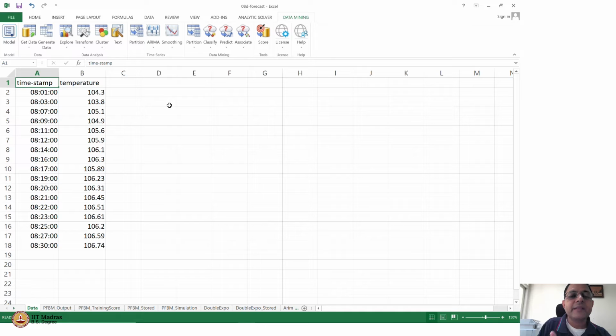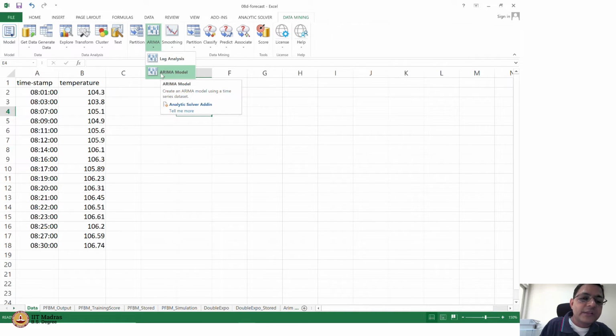ARIMA is indicated by three parameters, not only P and Q, but it is generally represented as P, D, Q. D tells us how many differencing values we have in our equation. So that is the difference between ARIMA and ARMA. We saw the equation for ARMA last time, therefore let's not repeat that. Let's actually go to ARIMA and run the ARIMA model.